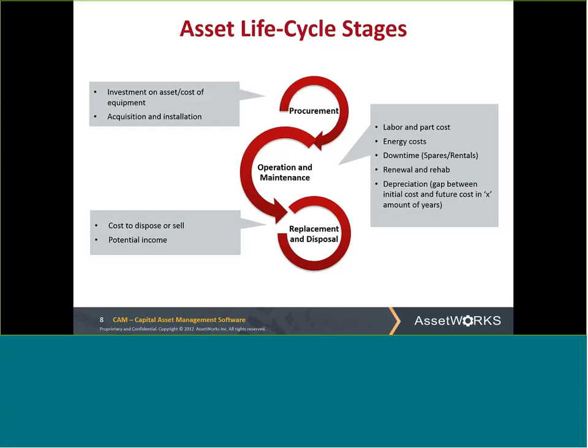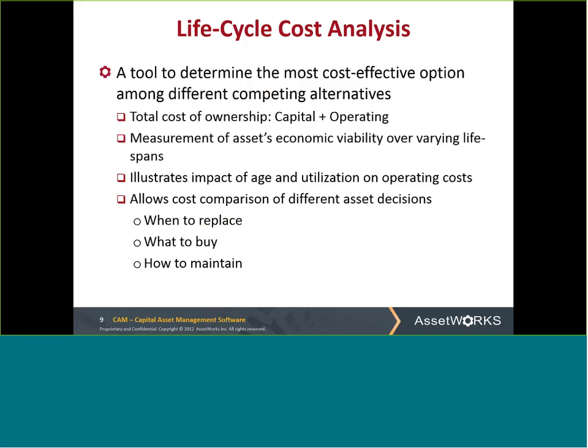And then at the end of the process, we get down to the replacement and disposal. And there's decisions here about how do we best remarket the asset. Do I sell it? Do I sell it to employees? Do I auction it? Do I donate it? Do I crush it? There's all decisions that we can make at the end of the life that affect the total cost of ownership. So life cycle cost analysis is a tool to help us really look at what our cost-effective options are. And when we look at different decisions, we can take that cost analysis of each of those decisions and compare them to one another to see which might be the best.